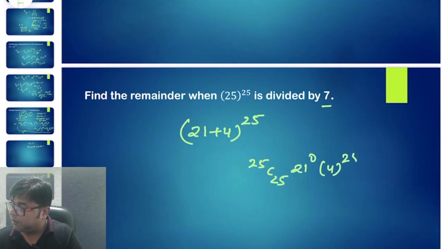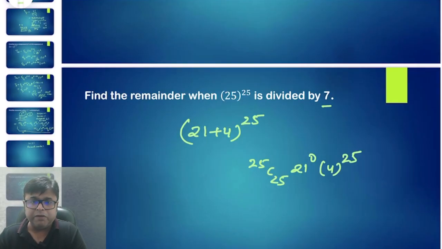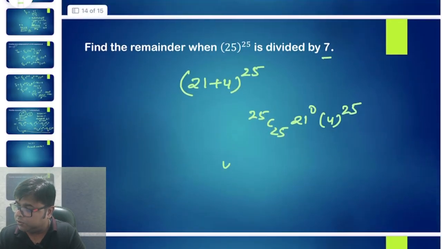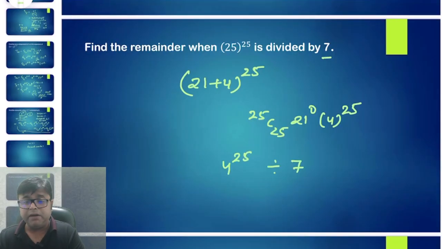power 25. Now, here I cannot say that it will be 4. It's 4 to the power 25. 1 to the power anything is 1. I know that. But 4 to the power 25 still is a very big number. So my question changes to 4 to the power 25 when divided by 7. What is the remainder?